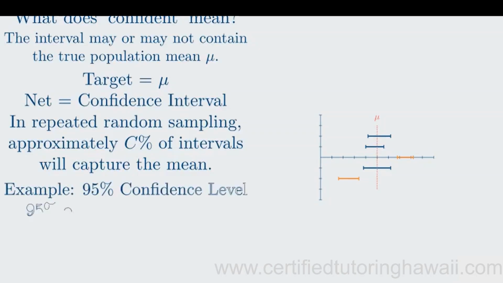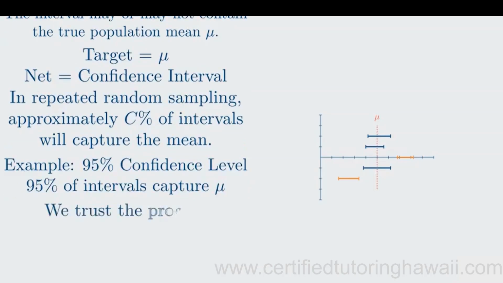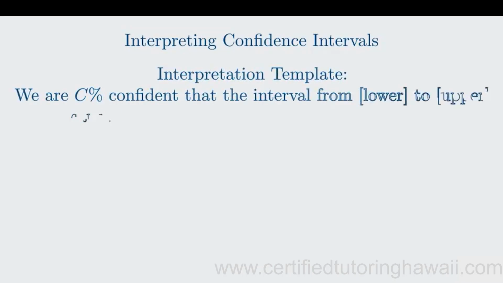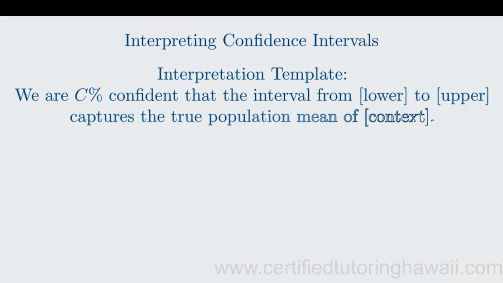If we were to take thousands of samples of the same size and build a 95% confidence interval for each one, about 95% of those intervals would successfully contain the true population mean. We don't know if our specific interval is one of the winners, but we trust the process that produced it. When you are asked to interpret a confidence interval on the AP exam, there is a specific phrasing you should use to ensure you cover all the requirements. We are C% confident that the interval from lower to upper captures the true population mean of context.